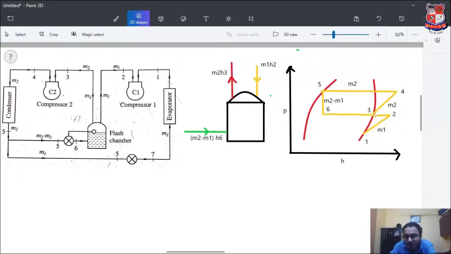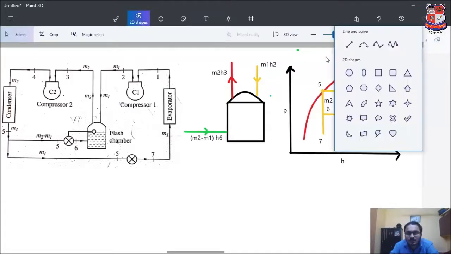Now we can draw this. So ultimately it is meeting here. Now we are going into the remaining part, which is 5 to 7. So let me draw 5 to 7. It is happening in this way. So this will be our point number 7. And as usual 7 to 1 is our evaporation process, so we can easily draw that.